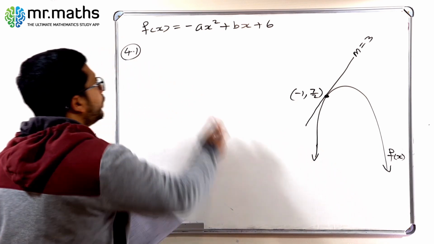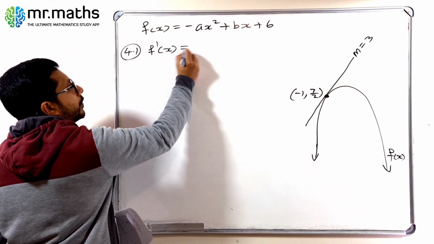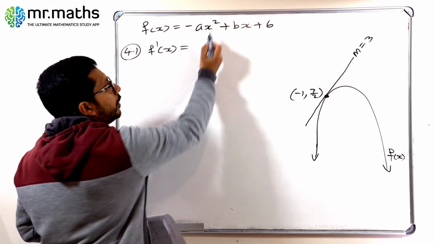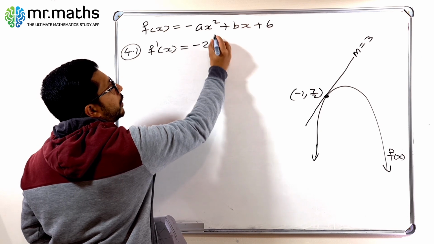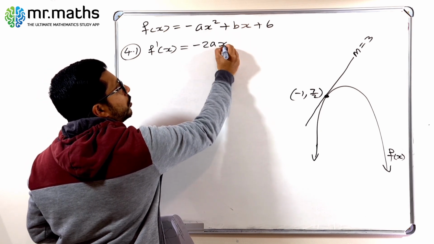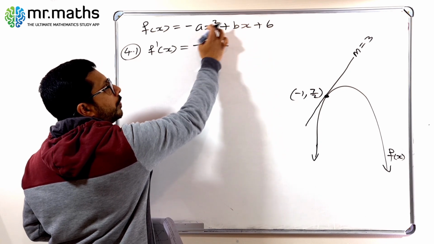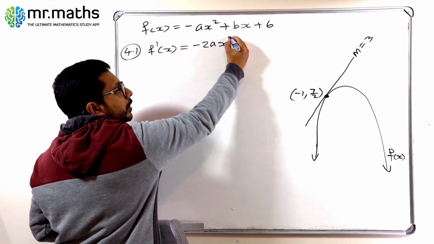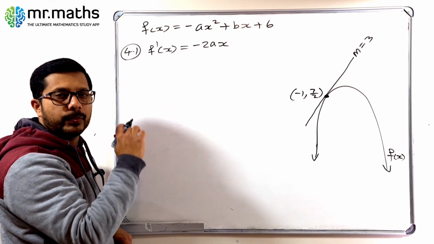Okay, so let me find the derivative first. f dash of x. I hope you already studied calculus. This 2 will come here, so it is minus 2a x raised to 1 less than that 2, that is x raised to 1. That's the derivative method. You have to study that from the calculus section.